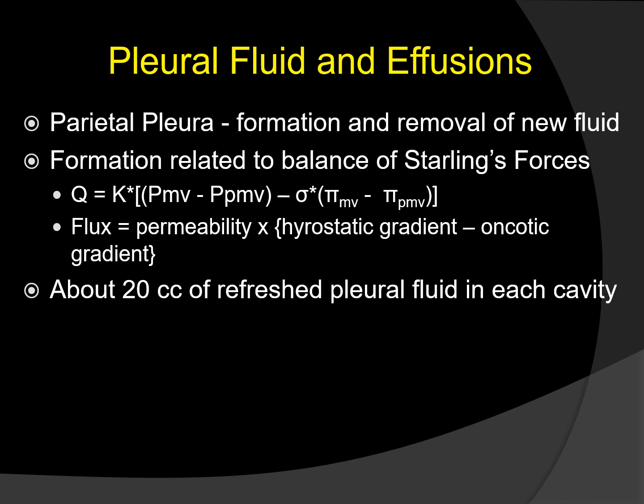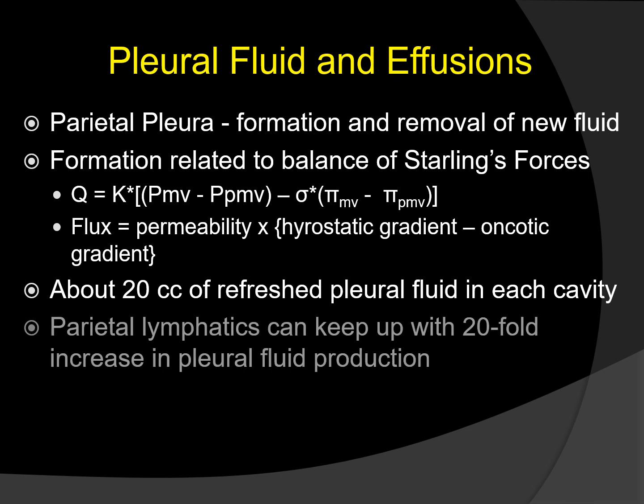So every day the pleural fluid is refreshed, and the parietal lymphatics can keep up with a 20-fold increase in pleural fluid production. So if there's more fluid added to the pleural space, we can keep up with that by having more lymphatic drainage, provided it doesn't go much above 400 cc's a day.